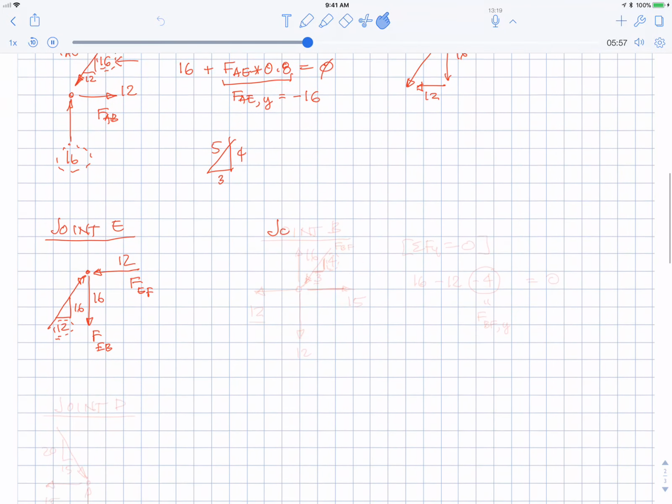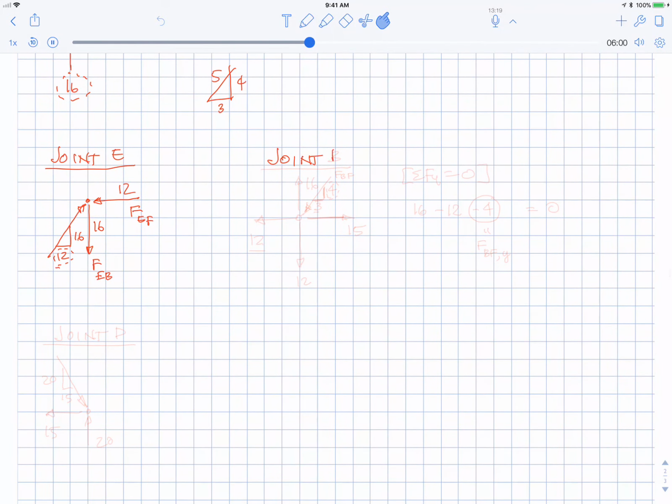Okay, here's joint B. I'm going to draw the free body diagram. We've got 12 going down, 16 coming up, 12 coming across, this and this. Okay, this one is FBF and FBC. I'll leave the letters off. I'm running out of room.